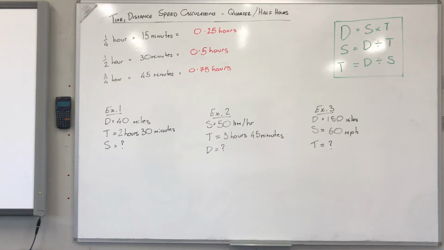Okay? So what I've done is I put up on the right-hand side a reminder of the formulas we need. Distance equals speed times time, speed equals distance divided by time, and time equals distance divided by speed.